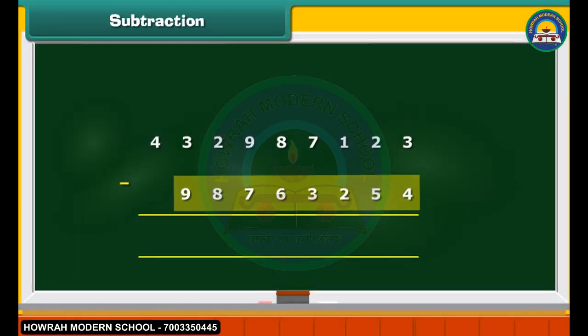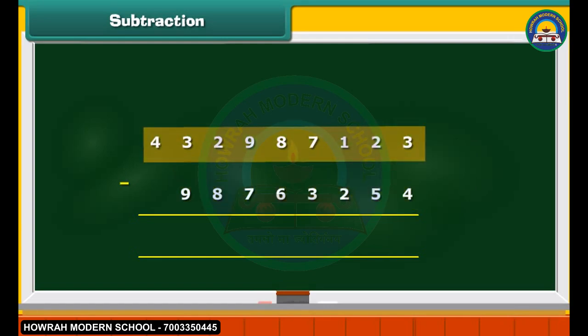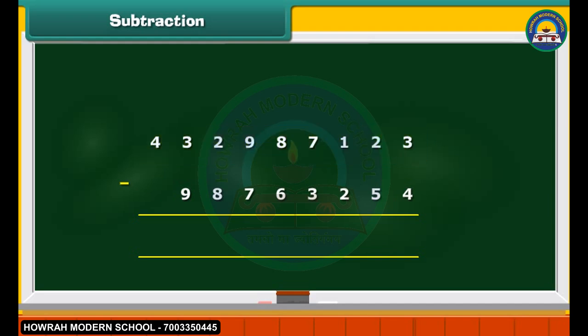Subtract 98763254 from 432987123. Draw the Indian place value chart. 432987123 is the minuend as it is the larger number. 98763254 is the subtrahend as it is the smaller number. Write the minuend. Write the subtrahend below it.